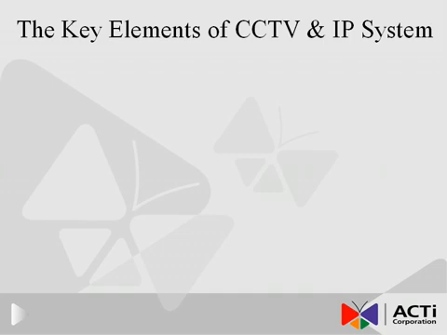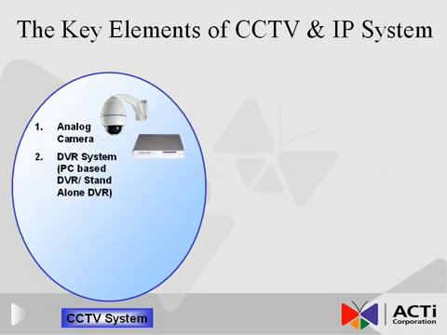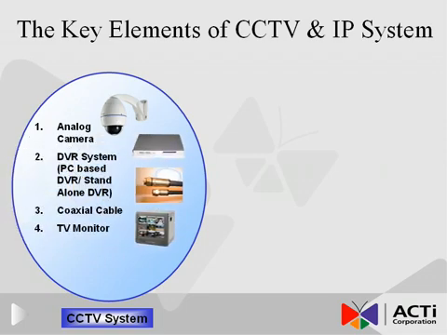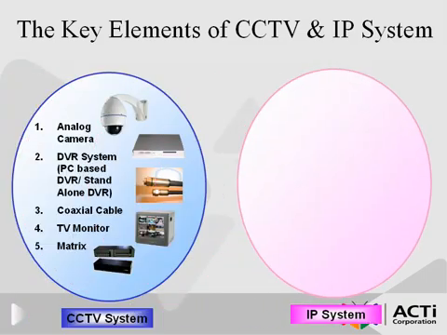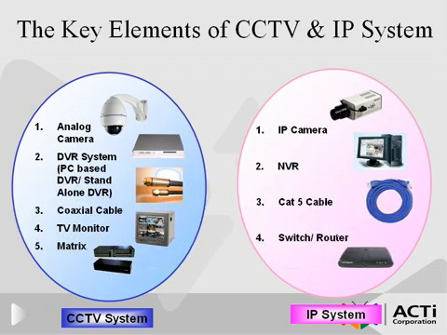A CCTV system basically includes the following things: analog cameras, a DVR, coaxial cable, a TV monitor, and/or a matrix. On the other side, we see the IP surveillance system, and it includes an IP camera, PC with management software commonly called an NVR or network video recorder, Category 5 cable or better, a switch and/or router.